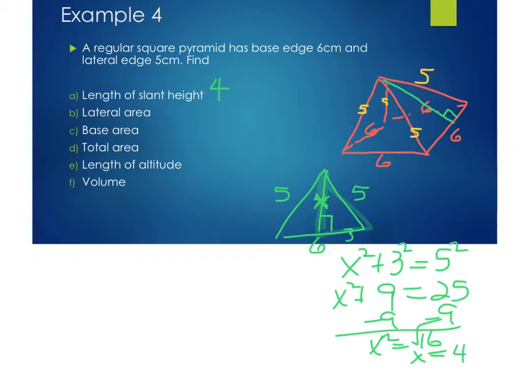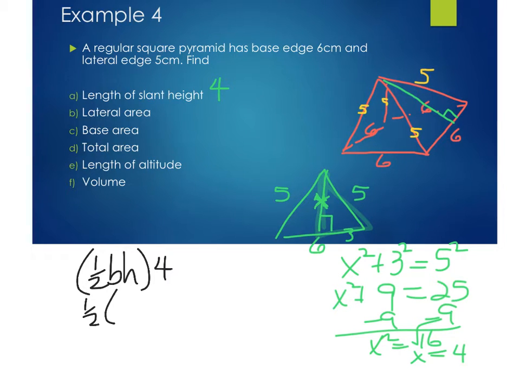In the lateral area, I am going to find the area of one of my triangles, which is 1/2 base times height. And there's 4 of them because it's a square pyramid. I have the base, it's 6, and I have the height. I just found it, so it's going to be 6 times 4 divided by 2, or times 1/2.